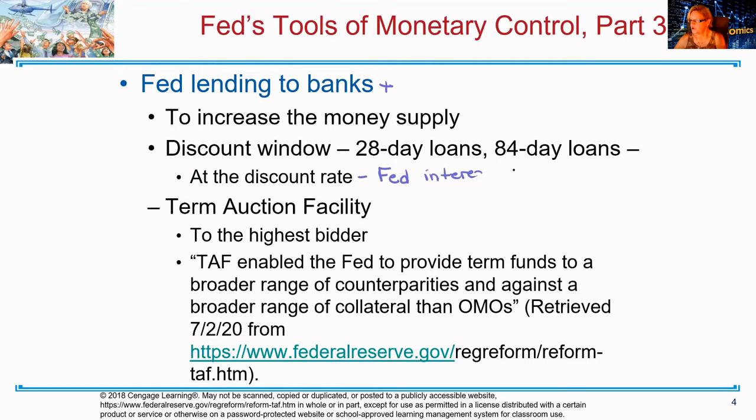It's the Fed lending to a bank, okay? And they do so through a term auction facility. What that allows us to do is, after the economic collapse of 2008, we came up with these term auction facilities, or TAF, and the Fed then can provide long-term funds to a broader range of financial intermediaries, not just banks, and a broader range of collateral.